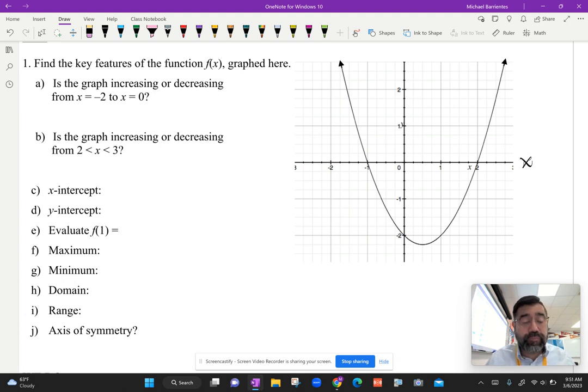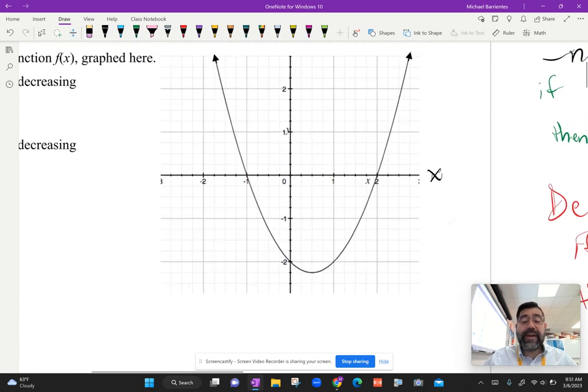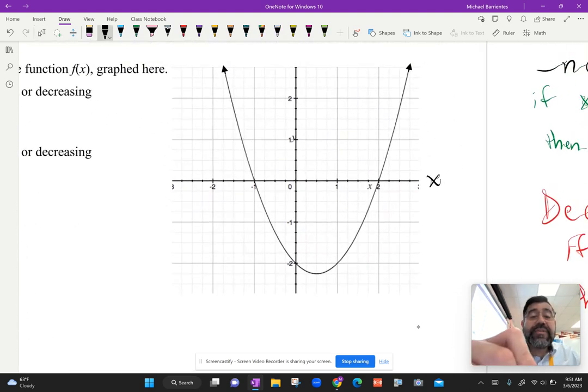So when I'm looking at this graph, I notice that the graph goes up forever to the left and it goes up forever to the right. That means there's not going to be a maximum point because it's just going to go up forever. There is never going to be a highest point because it keeps going up, up, up. However, there is a lowest point.